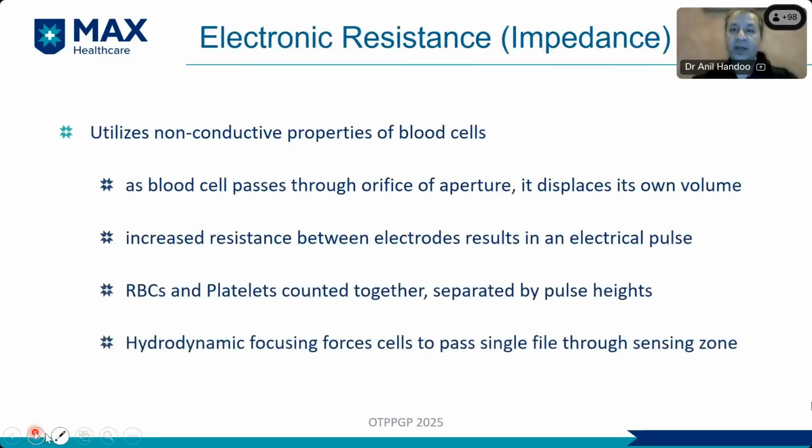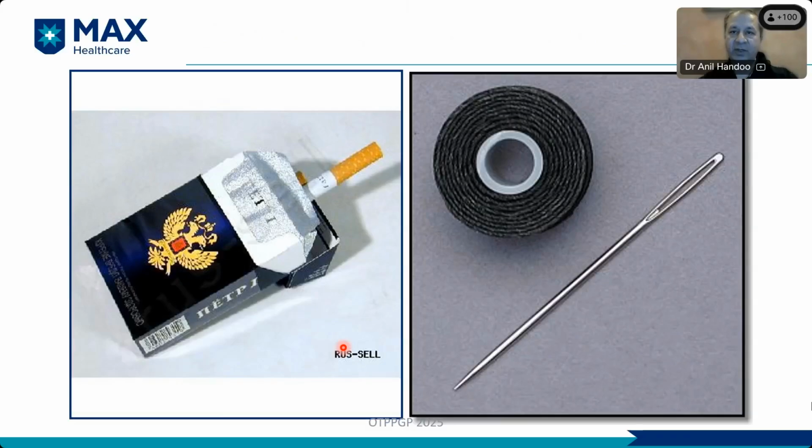All right, so therefore, electronic resistance or impedance, as I said previously, and I showed you also in the pictorial, is that the cell will pass through the orifice, it will displace its own volume, which will create a resistance between the two electrodes. And of course, RBCs and platelets, as I showed you from the previous diagram, are counted together, and you have the cells passing in a single file due to what is called hydrodynamic focusing.